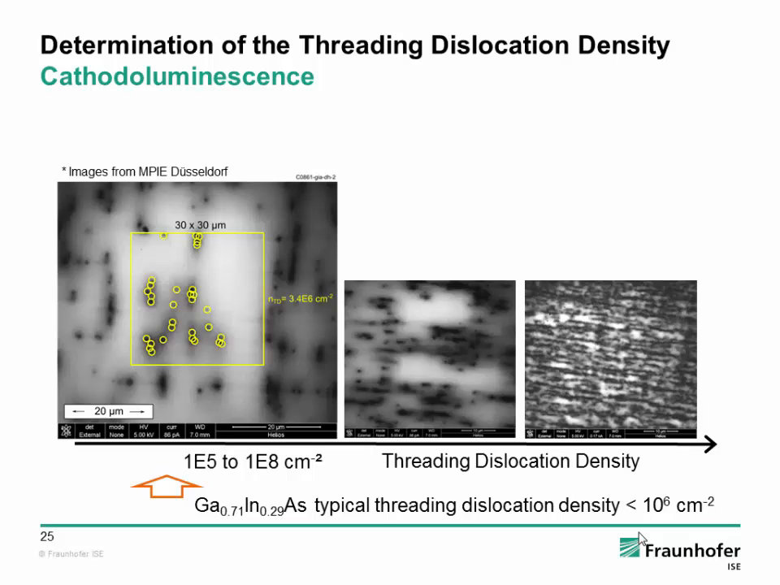We developed the cathodoluminescence technique as it is shown here. So you see here a cathodoluminescence image of a structure where we just stop our growth after the buffer growth, and then we really counted the dislocation densities. And what you see here, different pictures of that. So here we have a dislocation density in the range of 10 to the 5, but here we have dislocation densities in the range of 10 to the 6. So what we typically should have for a metamorphic structure, the ternary material with 29% indium, is less than 10 to the 6 of these threading dislocations.